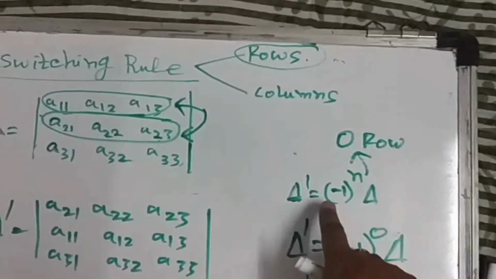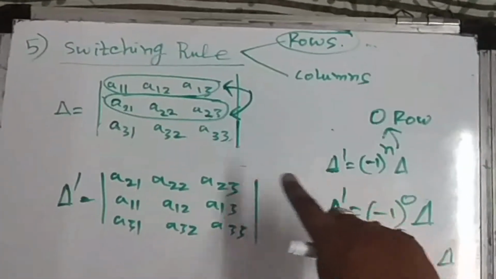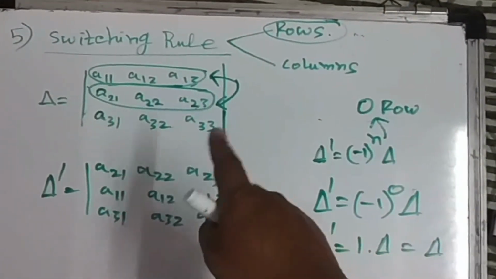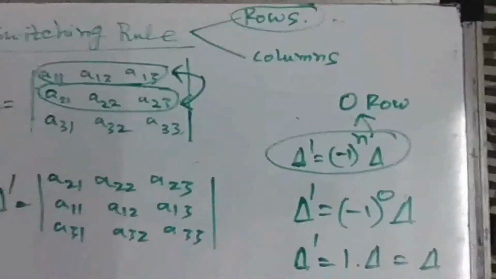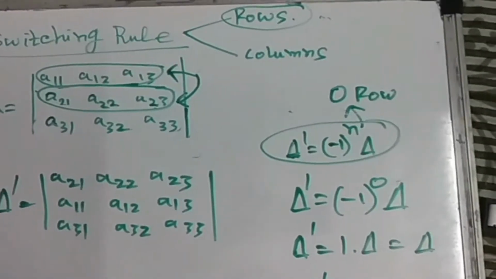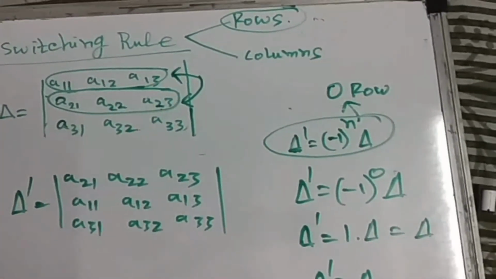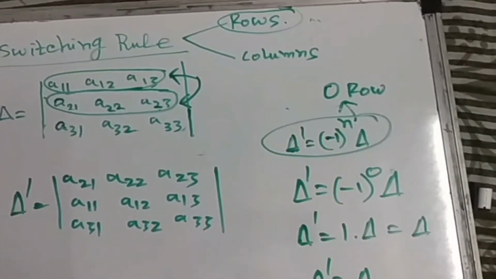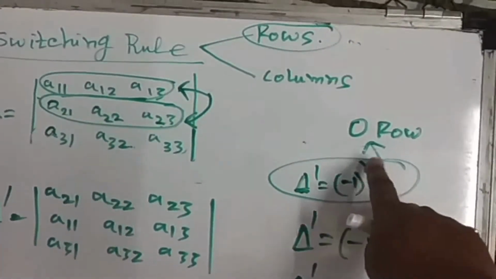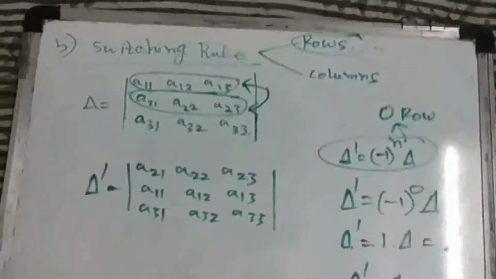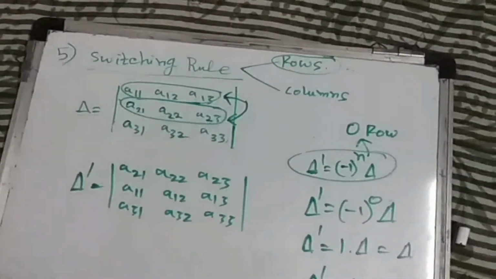If you need to use this switching rule while calculating a determinant, then only this formula you have to remember. If you are switching over one row, generally we are using a 3 by 3 matrix, so you will obviously switch over one row. Then the value of n will be 1 and the sign will change here. So this was the fifth property, the switching rule.